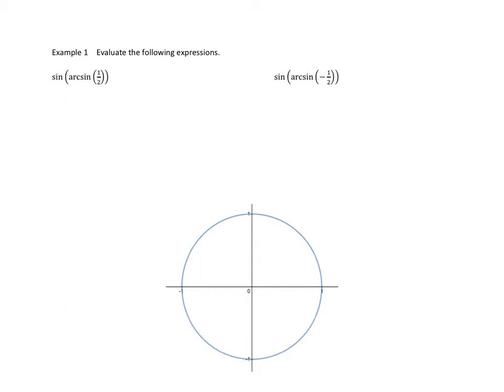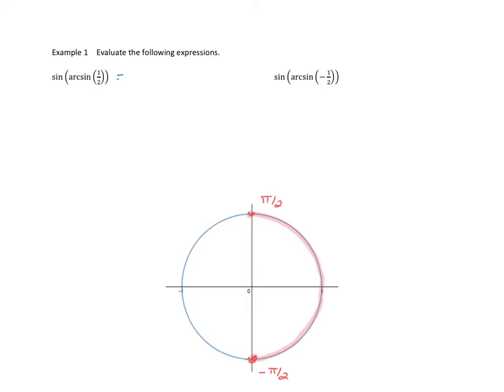In example 1, I want to evaluate the following expressions where we have compositions using inverse trig functions. So let's start with this one, sine of arcsine of a half. Based on the previous slide, I kind of think the answer is going to be a half. Arcsine of a half goes to some angle, but then sine takes that angle back to a half. Let's see if that actually happens. For starters, on this unit circle, the way we defined inverse sine was between negative pi over 2 and pi over 2. So from here, that's negative pi over 2, to up here is pi over 2.